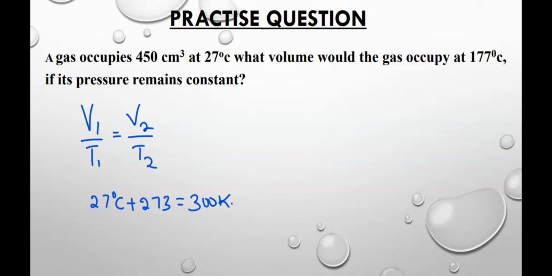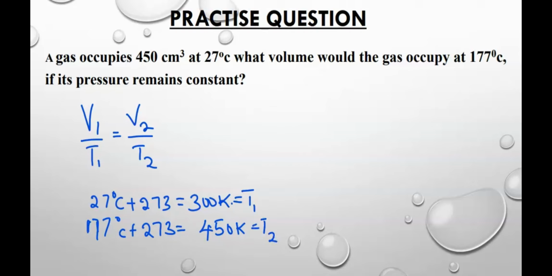So that is temperature 1, T1. And temperature 2, we have 177 degrees Celsius. If we take 177 plus 273, we'll have 450 Kelvin. This is now temperature 2.